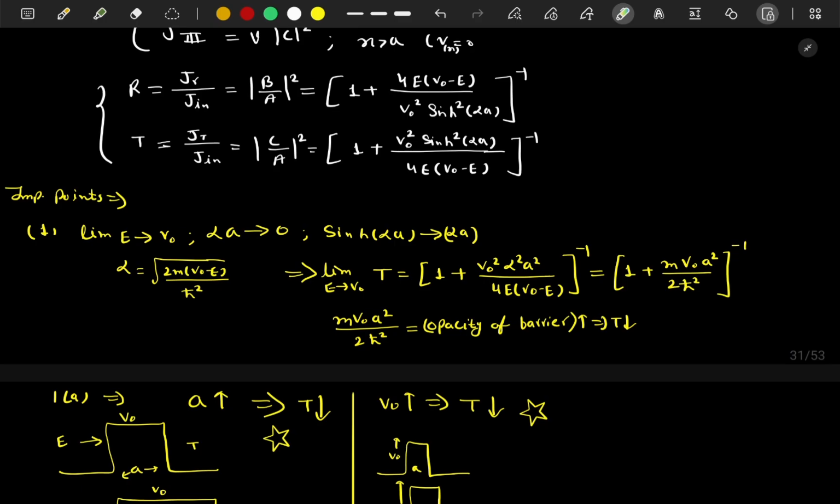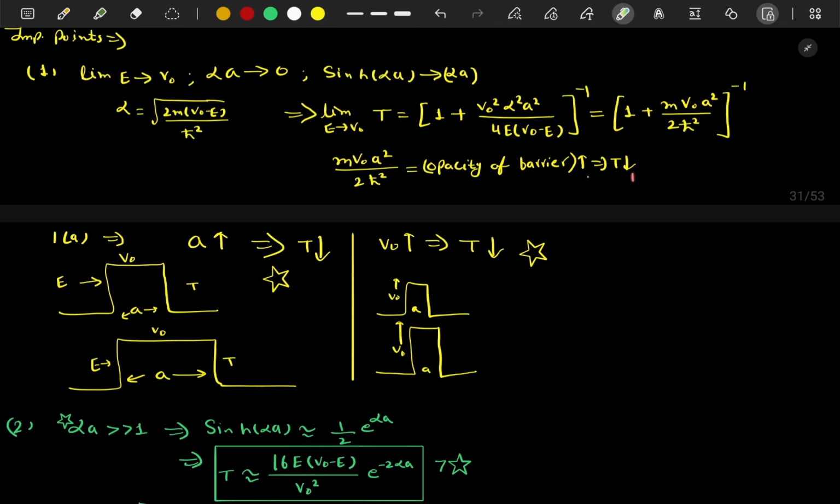When we take the limit E tends to V naught, alpha will tend to 0 and sinh theta will be theta. So when you put the limit E tends to V naught, T will be 1 plus m V naught square a square by 2 h-bar square, whole inverse. So m V naught a square upon 2 h-bar square will be the opacity of the barrier. When you increase this, the opacity of the barrier will increase, so transmission will decrease. Getting my point? Think for 10 seconds. When you are increasing the opacity of the barrier, it means the width is increasing, a is increasing, so what will happen?